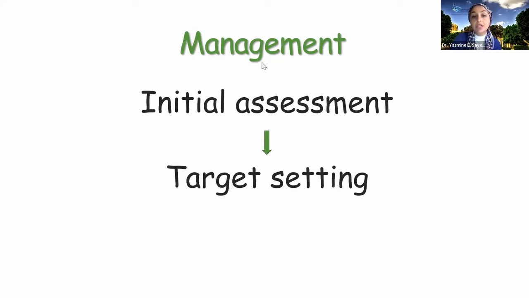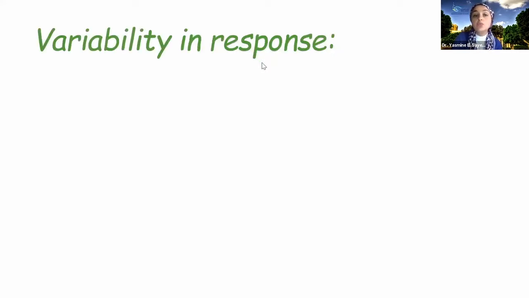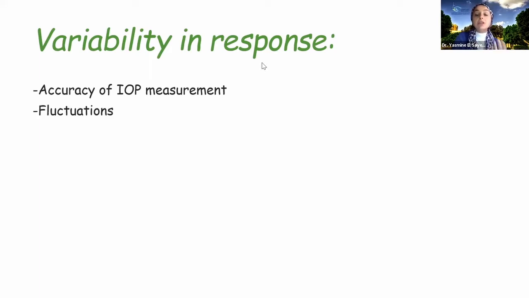And then accordingly you set your target pressure, and of course continue to monitor your patient both at the structural level, at the level of the optic nerve, and the visual functional level, at the level of the visual field, because patients, no matter what you do, vary in their response to the target you bring their pressures down to. And the reason for this variability is sometimes related to the accuracy of IOP measurement. As we all know, if the patients have a thinner cornea, you might be underestimating their pressures. The other thing is fluctuations in the IOP, which may go unnoticed.